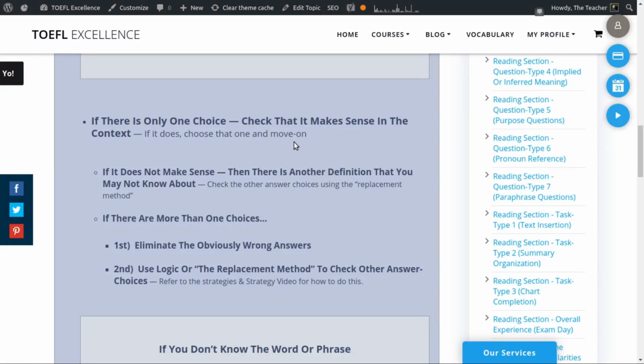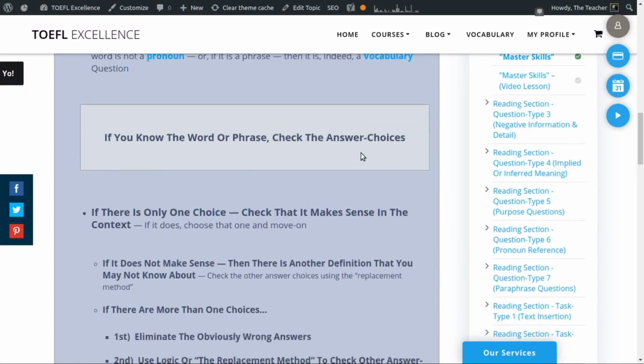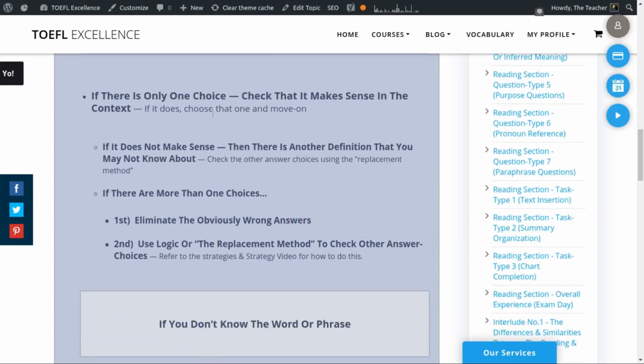And of course, remember with the replacement method, sometimes you might have to change the word form to make it fit exactly in the sentence. When we're talking about the replacement method, we're talking about if it makes sense, not if it grammatically fits, but if it makes sense logically. So if you know the answer, choose it, but check it first. If it makes sense, move on. And that way you've saved a huge amount of time.